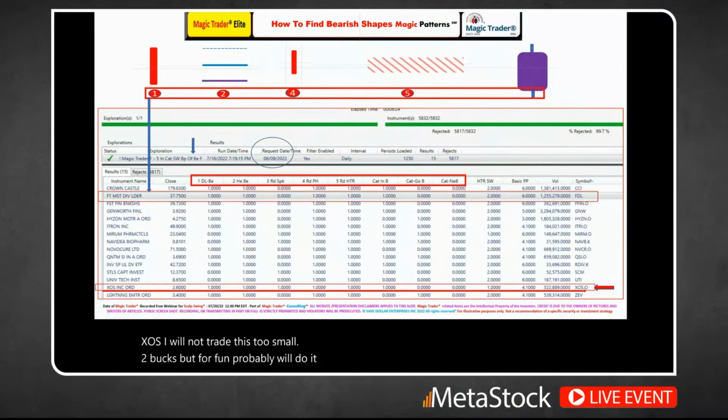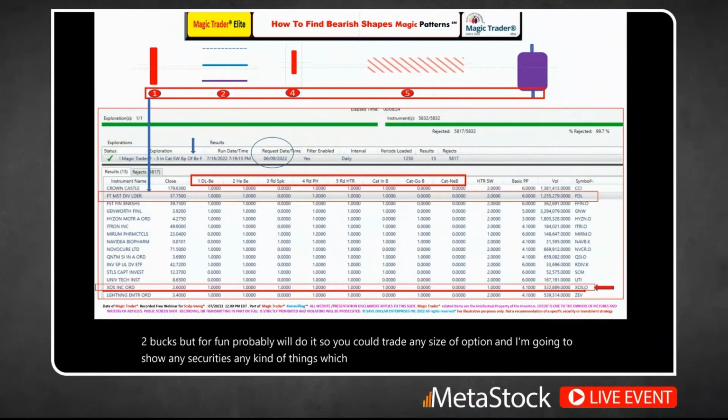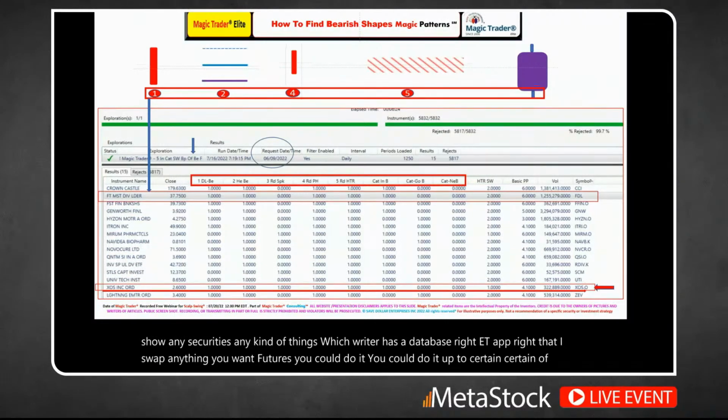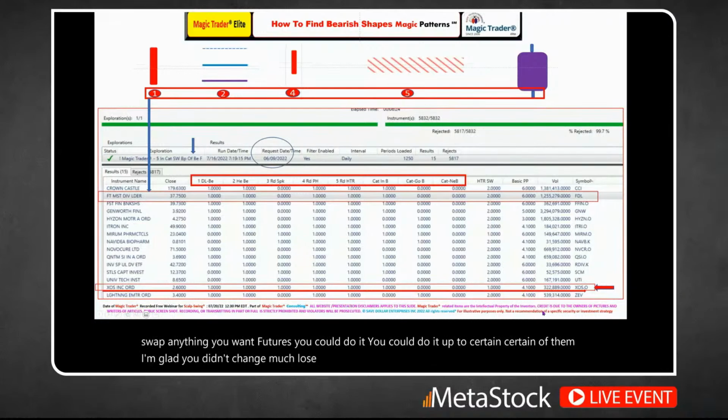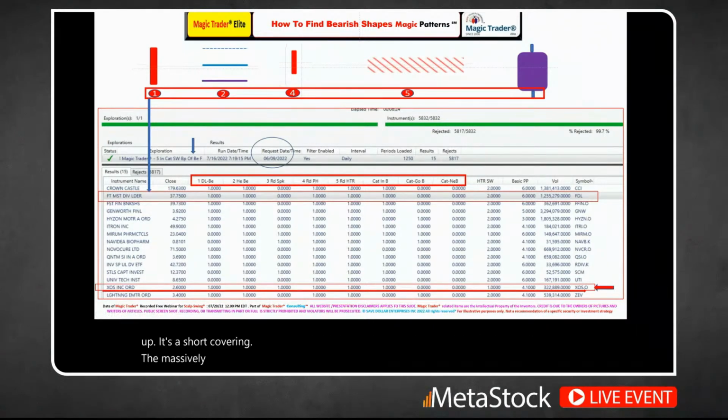So you could trade any size of option. Now I'm going to show any securities, any kind of thing which Reuters has a data feed for, right? ETF, credit swap, anything you want, futures, you could do it. Cryptos, you could do it for certain of them. I'm glad you didn't chase much. Don't lose your shirt. Don't get too bogged down. It is going up. It's a short covering. They massively shorted these cryptos all over the world. Look at the futures side. So they are freaking out. People who shorted stock, they're freaking out too.